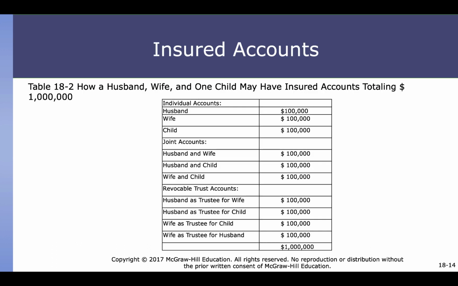All right, so this is showing you how a husband, wife, and one child may have insured accounts totaling $1 million of FDIC insurance. So these are individual accounts, and they can each have a balance of $100,000 and be insured. So this family now can have deposit insurance of up to $1 million.